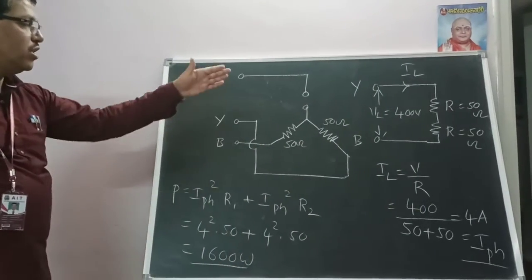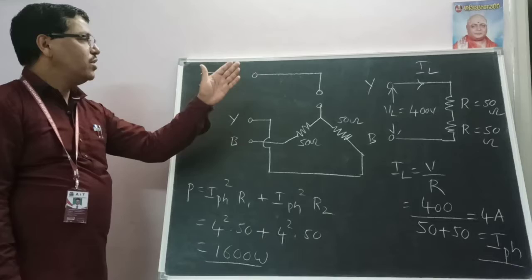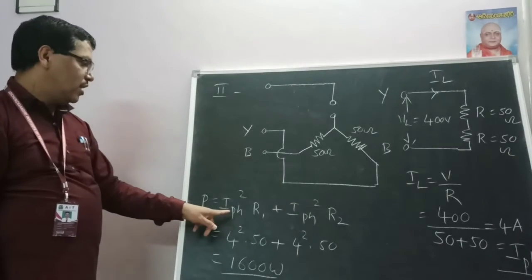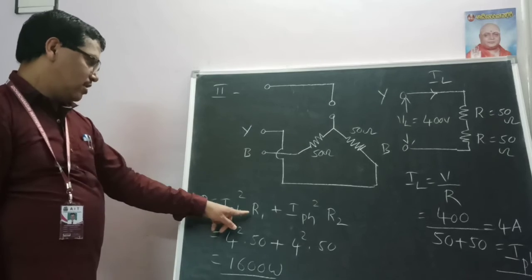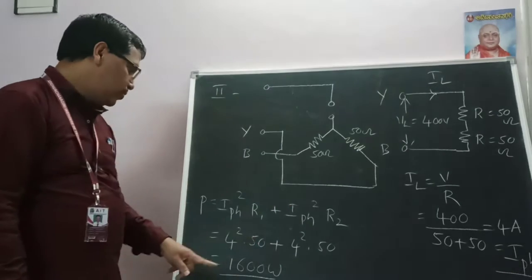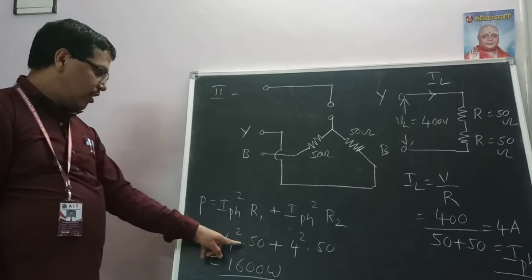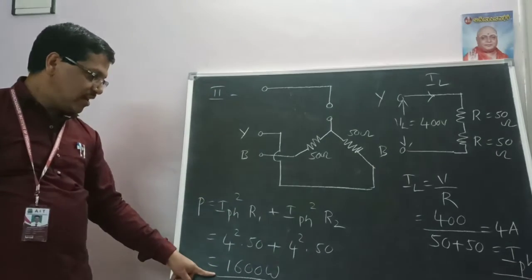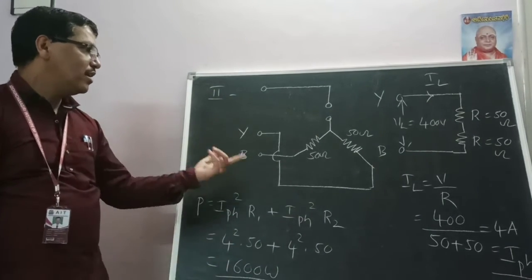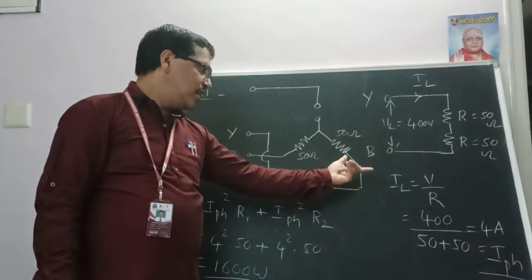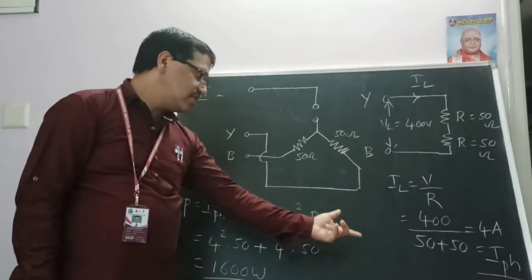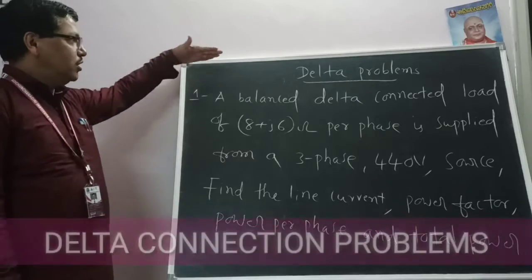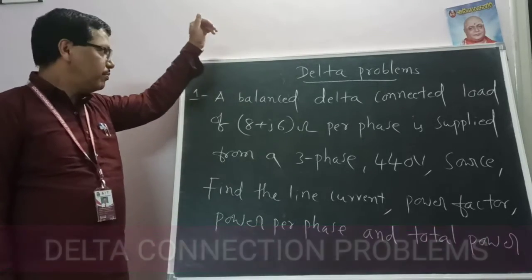So here there are only two resistors, and this is only one series circuit. That's why we calculate the power as I squared R1, I mean I phase square R1 plus I phase square R2. The answer is I phase 4 square into 50, again 4 square into 50, answer is 1600 watts. Okay, so we have calculated the line current, the phase current, and finally the power. Now we will consider the delta problems.